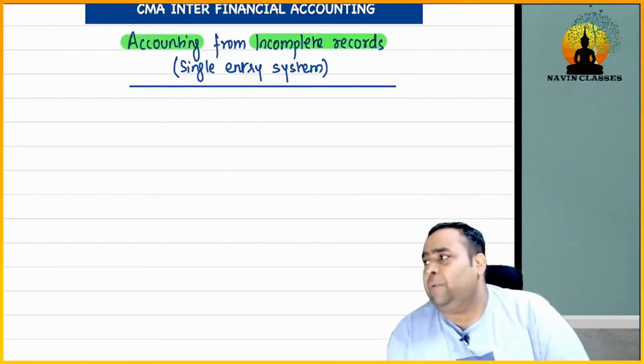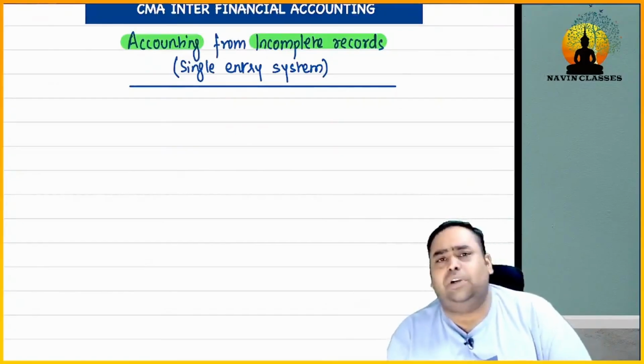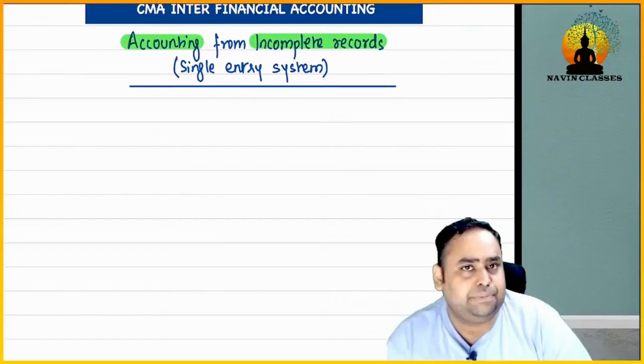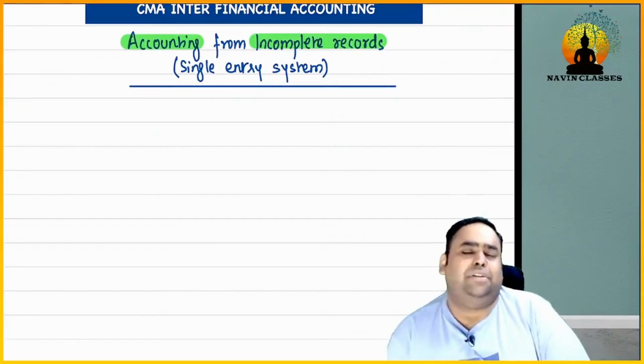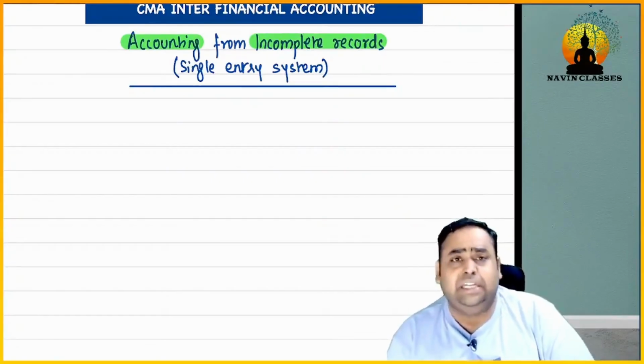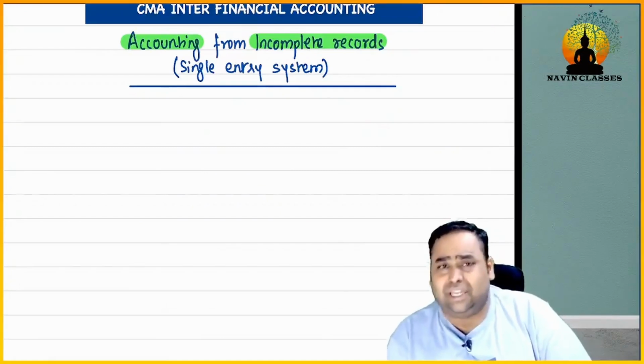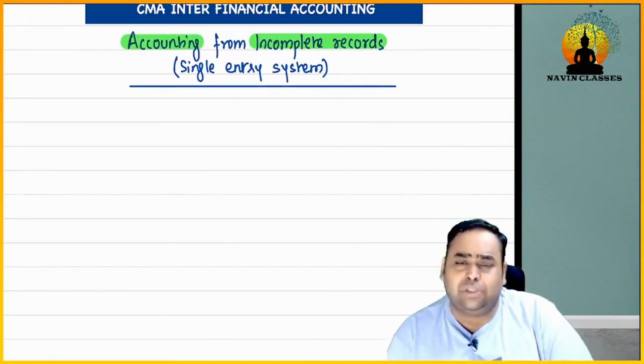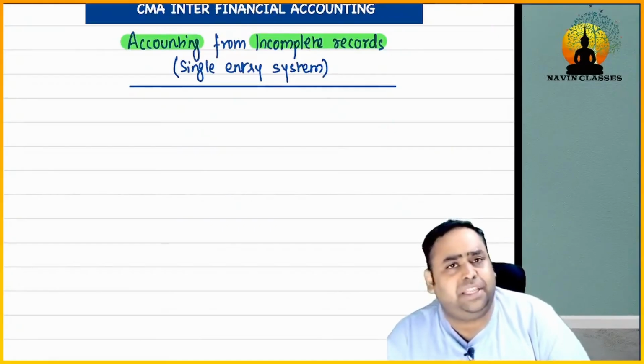This is called the problem of accounting from incomplete records, or the problem of the single entry system. Single entry system is when your books of accounts are not maintained according to the double entry system. Accounts not maintained in such a way means that some transactions were recorded in the double entry system, then entry of some transactions is half done, then entry of some transactions is not done at all.